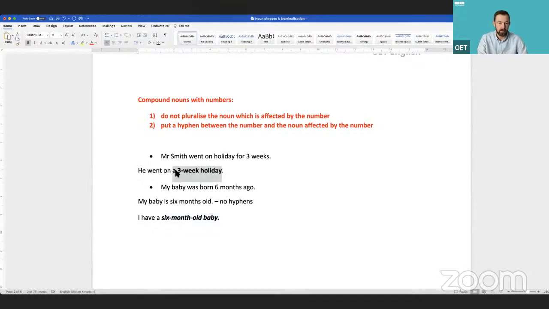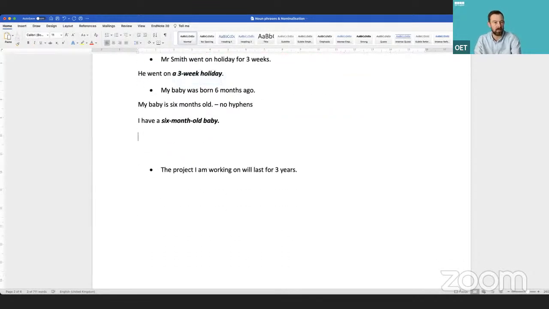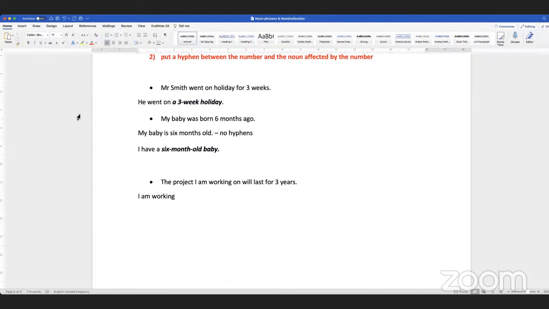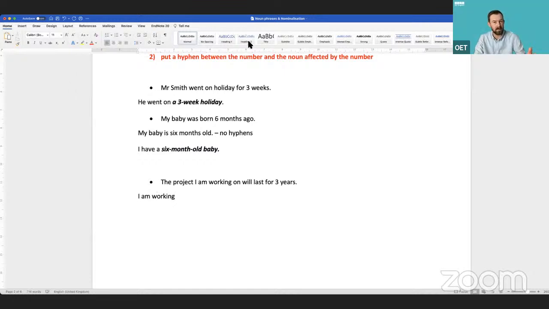Okay, let's do the last one. Type it into the chat box for me, please, guys. What am I working on? No, I don't want anything out loud. Type it in the chat box, please. I am working on a. Just type it. That's all I want. Yeah, I'm working on a project. Yeah, but aren't we doing compound nouns here with numbers?